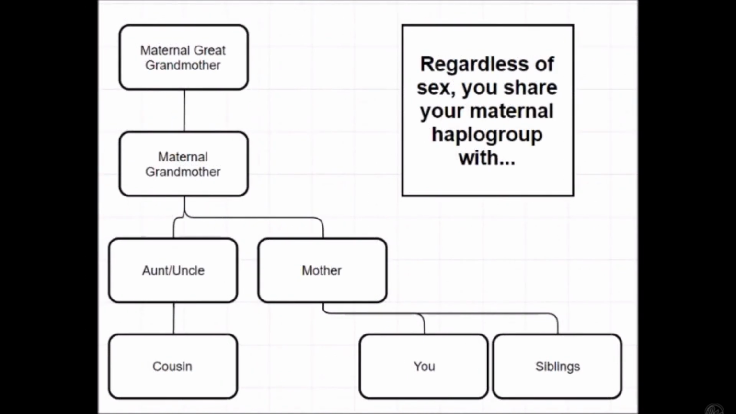Similarly, barring genetic mutation, regardless of gender, you will share the same maternal haplogroup with your mother, all of your biological siblings born to the same mother, all of your maternal aunts and uncles, any maternal cousins born to your aunt, as well as your maternal grandmother, her mother, and so on. And if you are female, then all biological children of yours will share your maternal haplogroup, although only your female children will pass it on to their offspring.